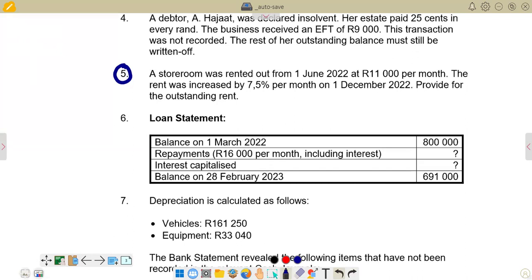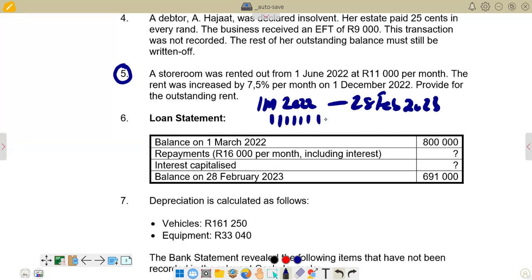So very important, what we need to do first is to identify the financial period. Remember, we said it's starting on 1 March 2022 to 28 February 2023. So this is our financial year. But you see that this rent was rented out from 1 June 2022, which was along the year. So we need to see how many months are there. From 1 June, we are going to say the whole of June, July, August, September, October, November, December, January, February. So there we have got 1, 2, 3, 4, 5, 6, 7, 8, 9. So we have got 9 months.